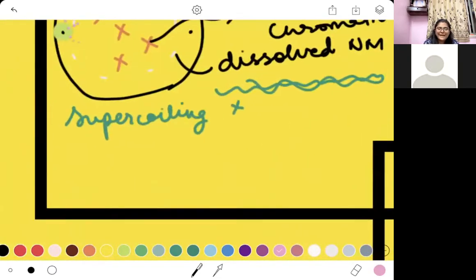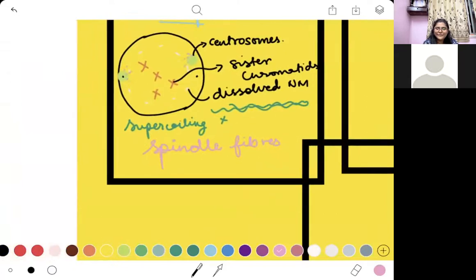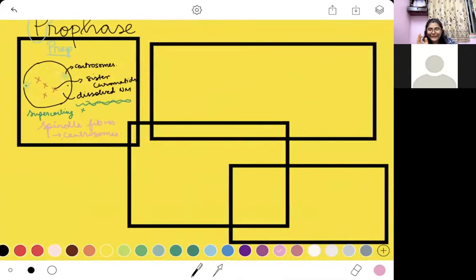What the spindle fiber is going to do is function like a zip line for your chromosomes to move from one side to the other. So they're going to zoom and go from one side to the other. So you're going to have formation of spindle fibers by your centrosomes. These are all the events that are going to take place during your prophase. This is the preparatory phase for your mitosis.